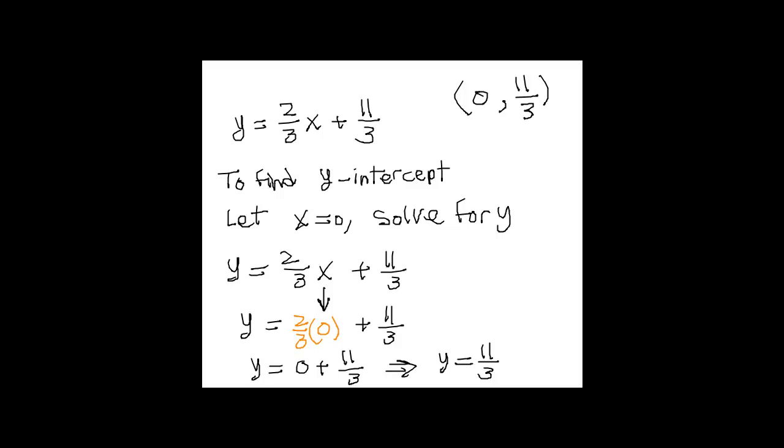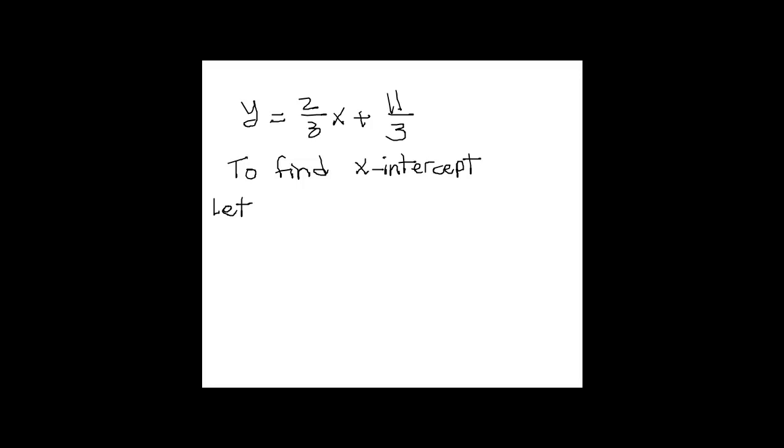All right, now to find the x-intercept, we do very similar steps. y is equal to 2/3 x plus 11 over 3. To find the x-intercept, you have to let y be equal to 0 and solve for x. Right? Let's do that. If anybody knows the x-intercept, you can put your answer down. I'm going to go through the steps.